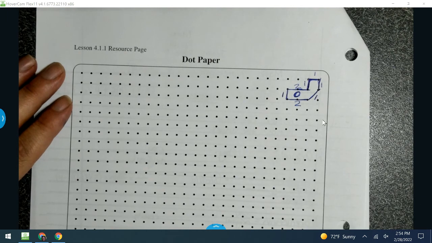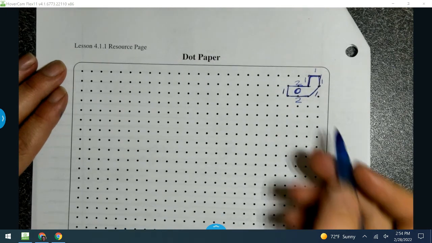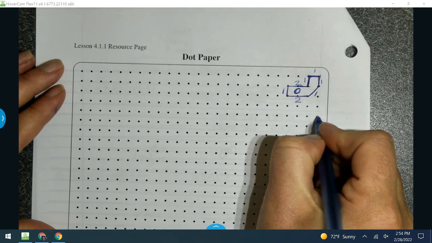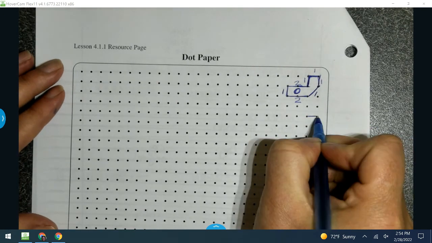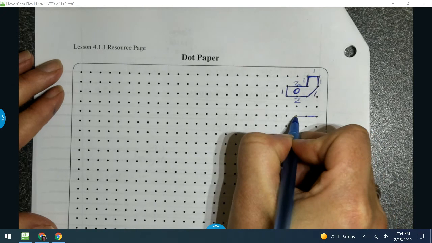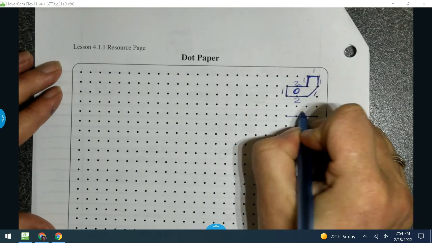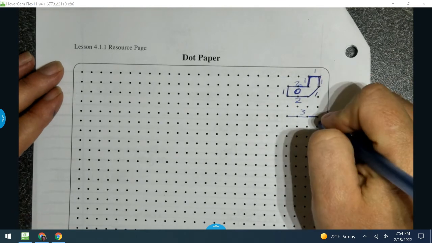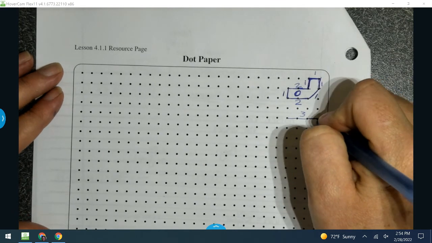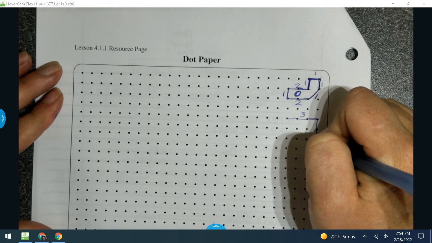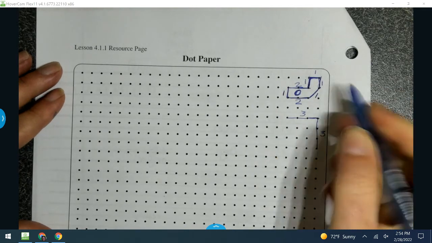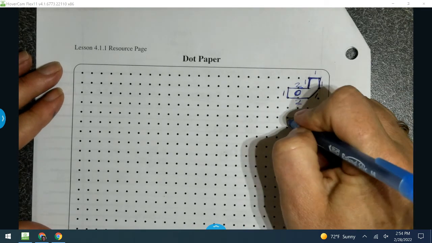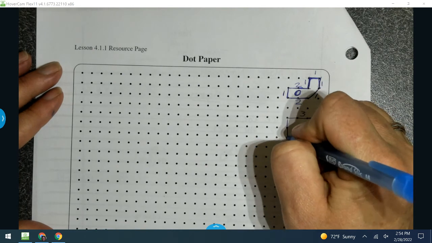So what we're going to do is start right up here with this. Again, I'm counting in between the dots. So I have 1, 2, 3, and I'm going to label that. This guy here goes down 1, so that'll be 3 times as big as 1, 2, 3. I'm going to do the same thing on the other side. 1, 2, 3.